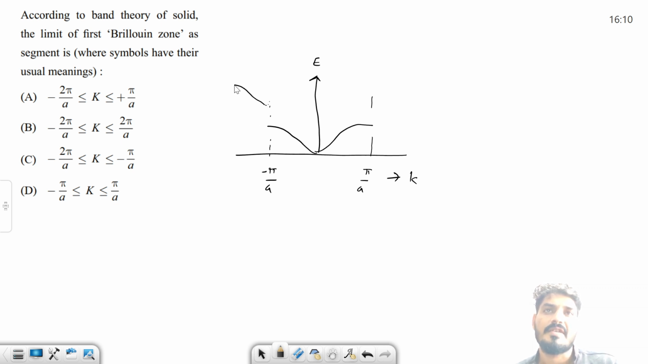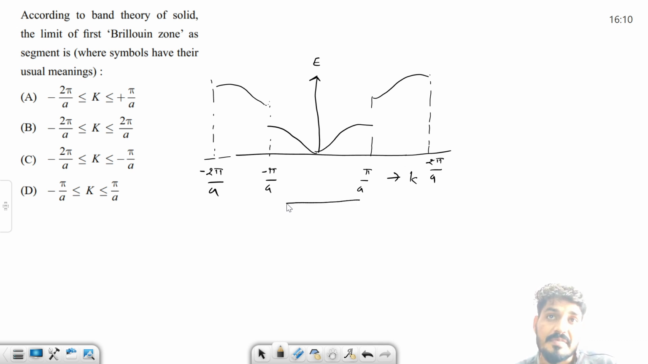And then again it will go like this. It will go like this. Somewhere here it is minus 2 pi by a. Somewhere it is 2 pi by a. So this one is the first Brillouin zone.